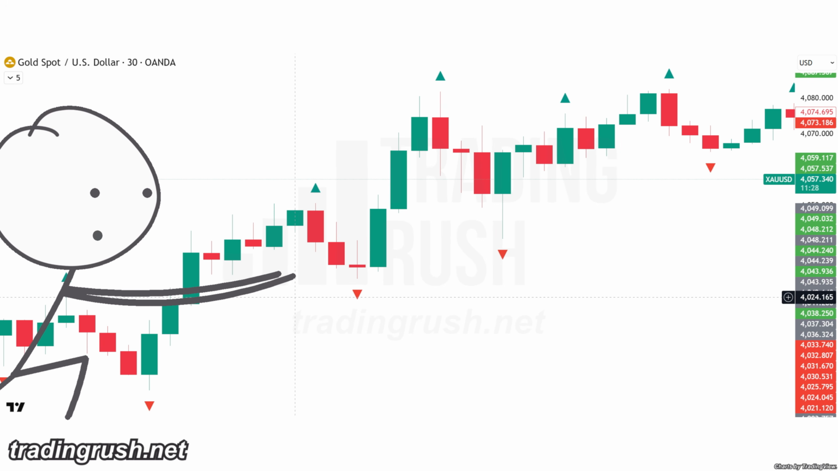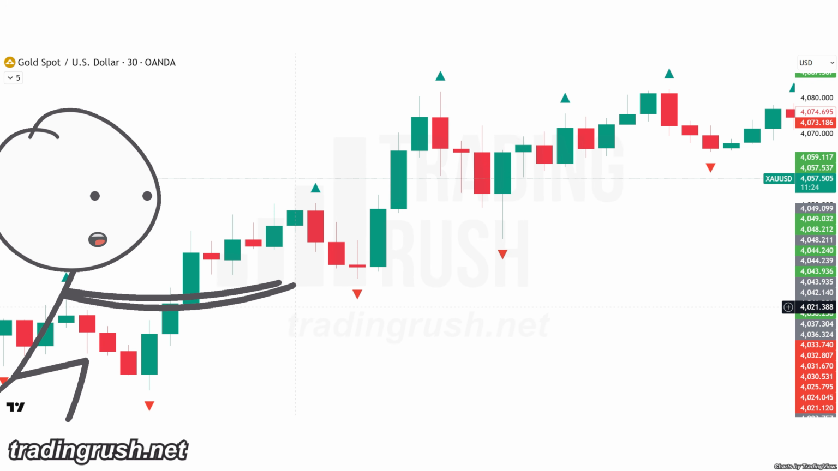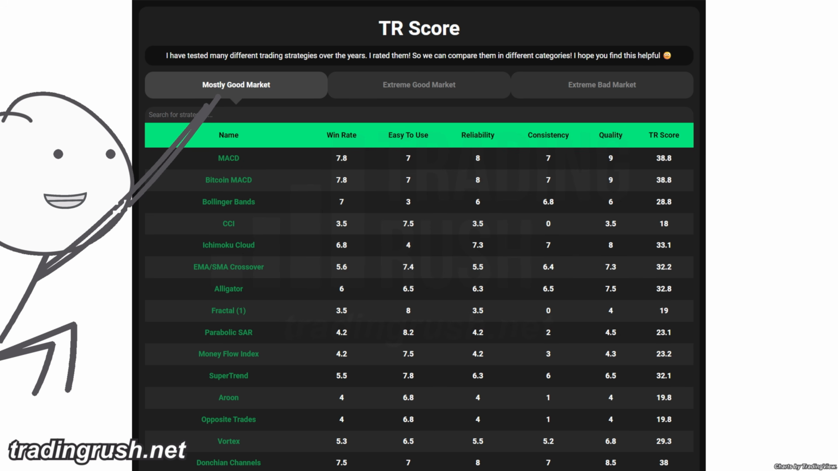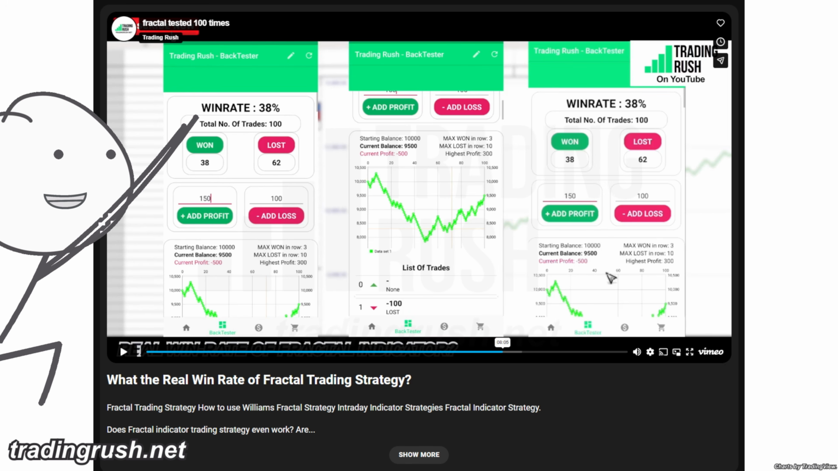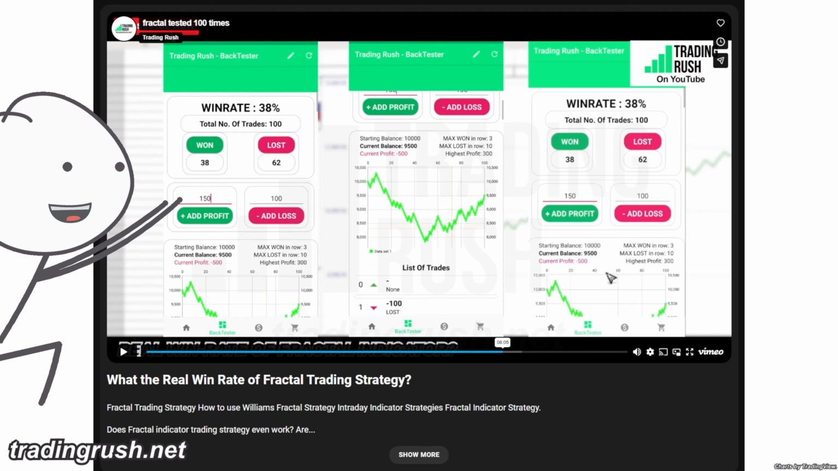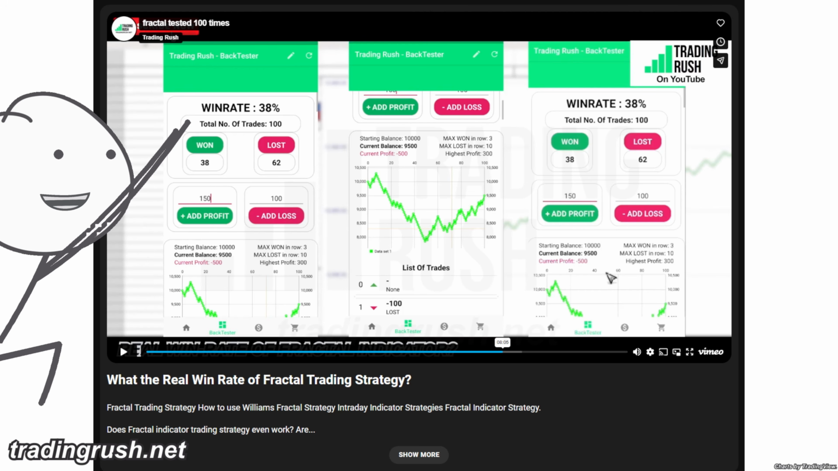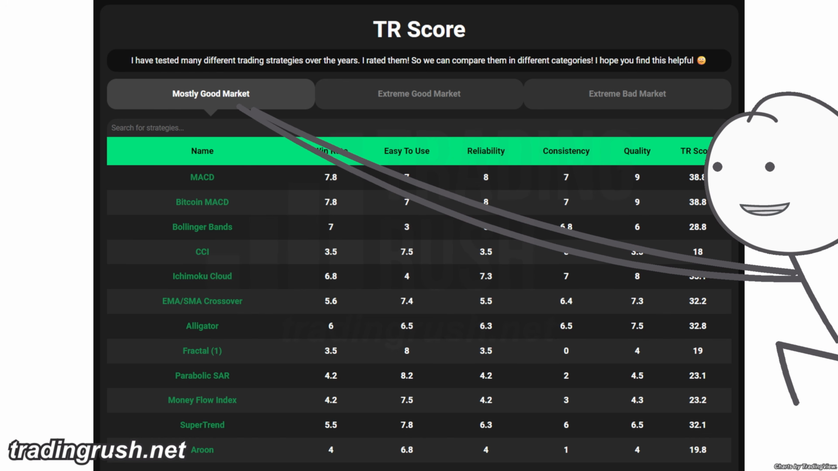But illusion or not, does this fractal indicator even work? Well, in the mostly good market, I have tested the fractal indicator before. It had around a 38% win rate. Since we used a 1.5 to 1 reward to risk ratio, the break-even win rate was 40%. So this 38% win rate was around the break-even point. But that was only in the mostly good market.